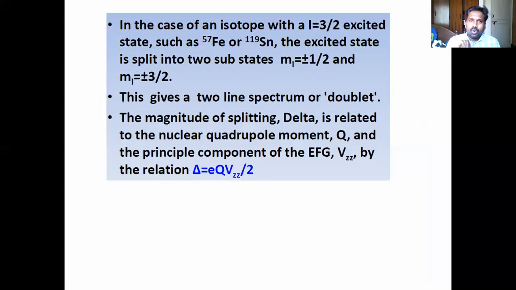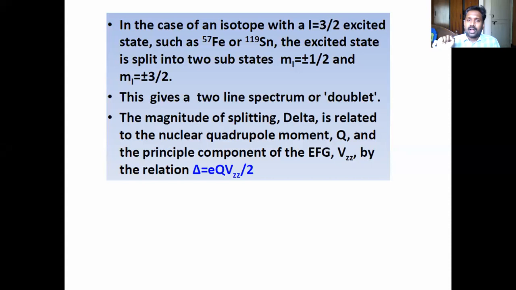Now what happens? Fine. Let us take an isotope with I equal to 3 by 2. The two common isotopes of the Mossbauer we study, iron 57 and tin 119, both are having EFG in them. Why? Because they are not spherical ellipsoids. Instead they are prolate shaped, the cigar-shaped nuclei these are. And if I is equal to 3 by 2, what are the possible values of Mi? 3 by 2, plus half, minus half, minus 3 by 2. These are the Mi values.